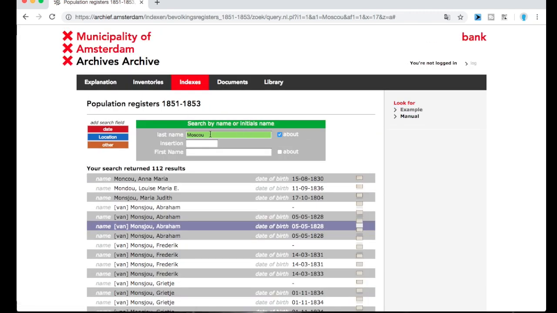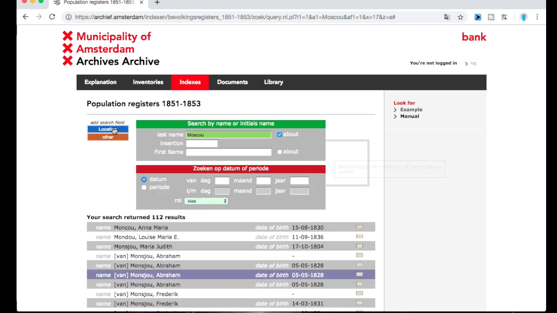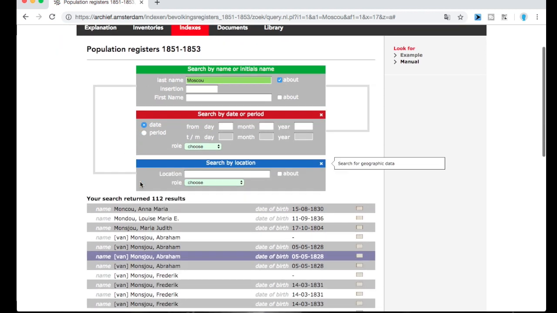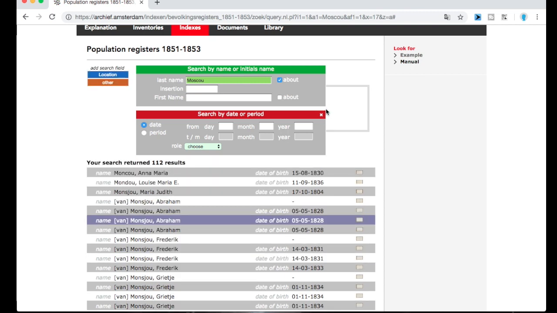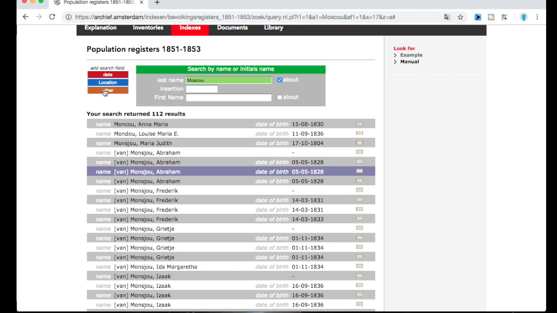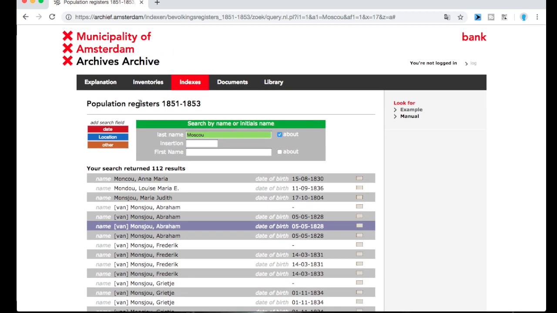Now, another thing in terms of doing a search, we also have date, location, and others. So you can actually search by date. You can do location, so if you know that they lived in a certain area, or even you can look by street name, birthplace, street name, and source, because sometimes the bevolking registers will list different locations. And then if you want to, you can just X those out to clear out some space. Then with some of the other indexes that we were talking about, we're going to just go back here.